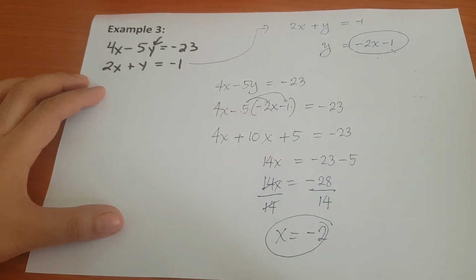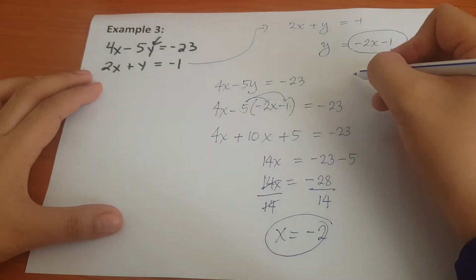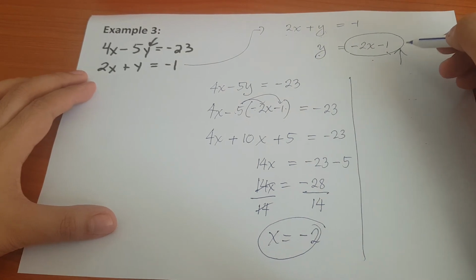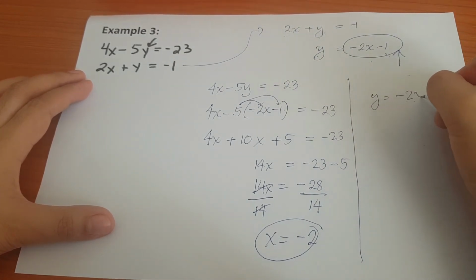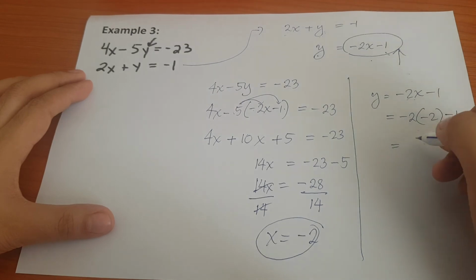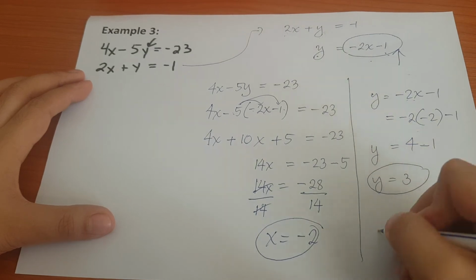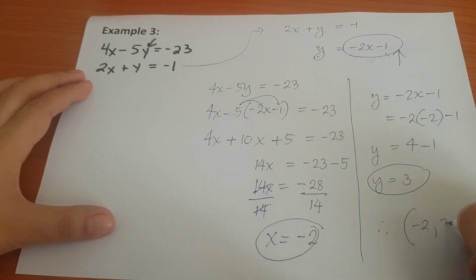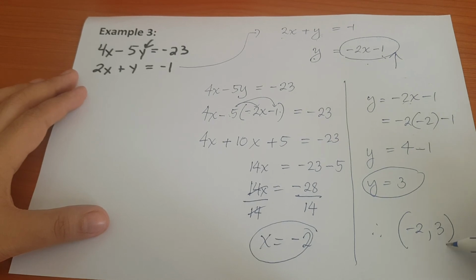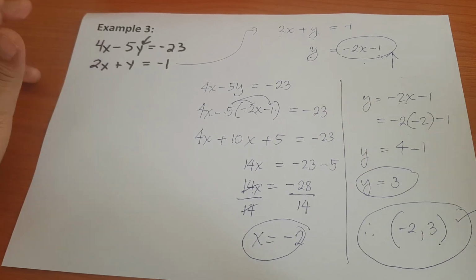Now, I will solve my y, substituting the value of your x, which is minus 2. So this is my y from equation 2. y is minus 2x minus 1. Minus 2 into minus 2, minus 1. Minus 2 times minus 2 is positive 4, minus 1. So y is 3. Therefore, minus 2, 3. So this will be the point where these two lines meet, minus 2, 3. So this is how you do substitution method.